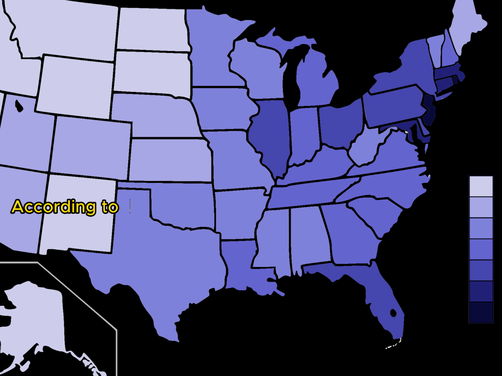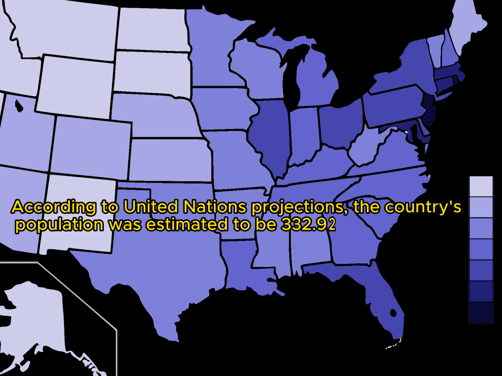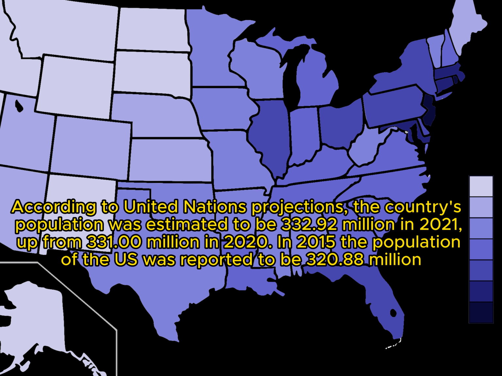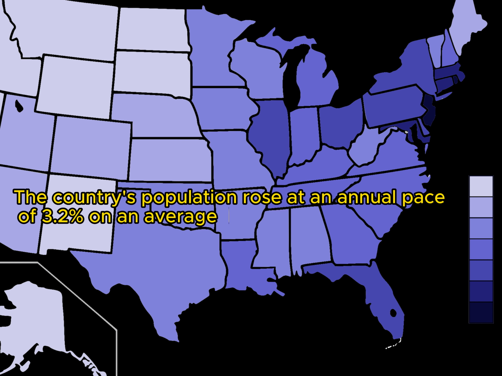According to United Nations projections, the country's population was estimated to be 330.9 million in 2021, up from 331.00 million in 2020. In 2015, the population of the U.S. was reported to be 320.88 million. The country's population rose at an annual pace of 3.2% on an average between 2015 and 2020.